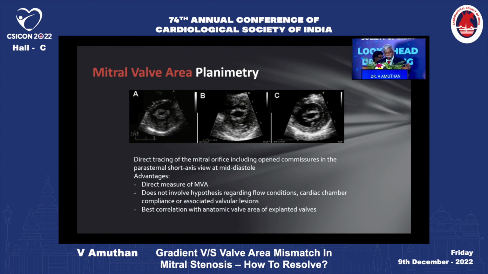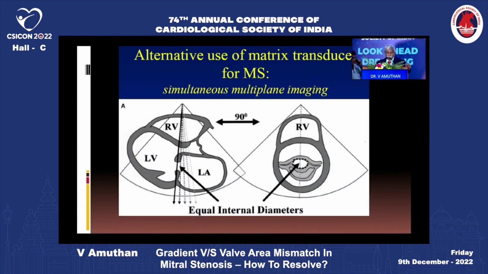This is a direct measure of mitral valve area, does not involve hypotheses regarding flow conditions, cardiac chamber compliance, or associated valvular lesions. It has the best correlation with the anatomic valve area in explanted valves. But the only problem is we may not be directing our beam towards the tip. Here comes the advantage of 3D echocardiography.